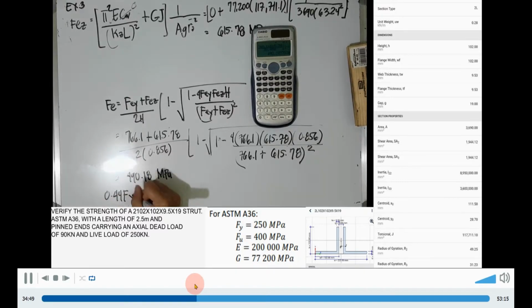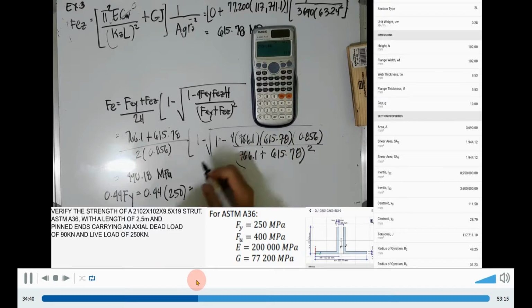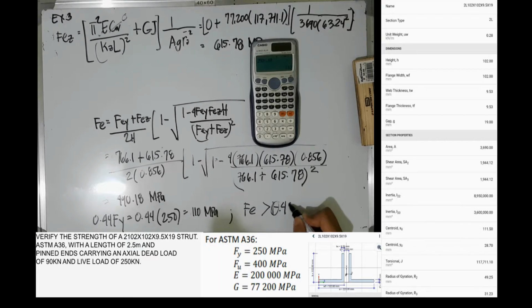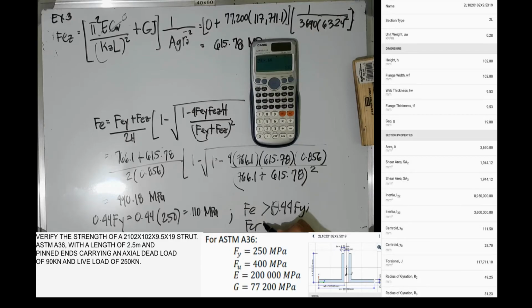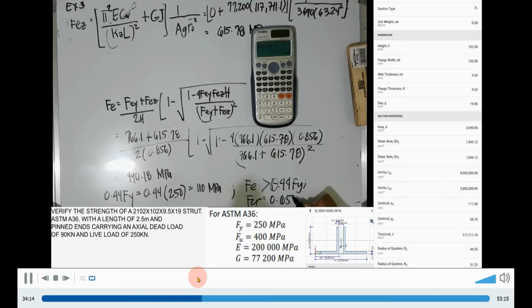And comparing it with 0.44 Fy, para ma-determine natin kung anong gagamitin nating formula for the buckling stress. So it is equal to 110 megapascal. So we can say that the elastic critical buckling stress is greater than 0.44 of Fy. And since larger siya, Fcr would be equal to 0.658 with this formula, Fy over Fe, multiplied by Fy.